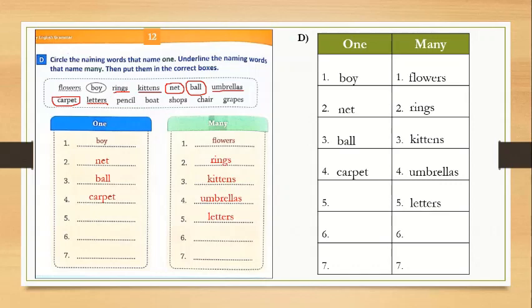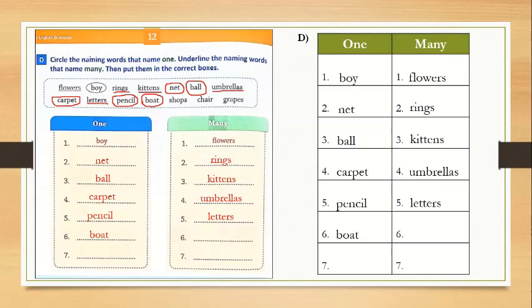Next is pencil. Is pencil a singular noun or plural? Yes, pencil is a singular noun. So what will we do? We will circle the word pencil and where will we put it? Below 1. Then we have boat. Boat is again a naming word for 1, a singular noun. So we will circle the word boat and again we will put it below 1.